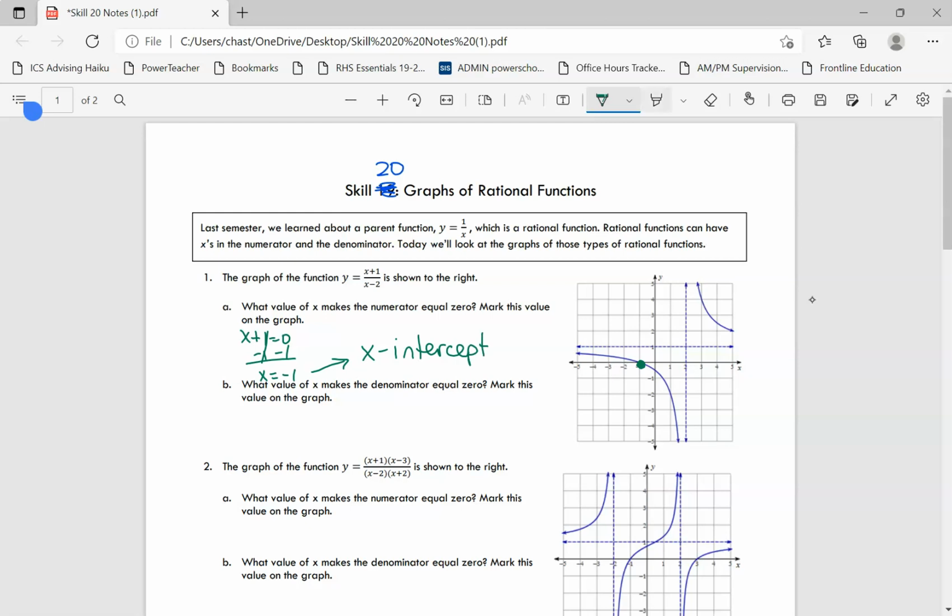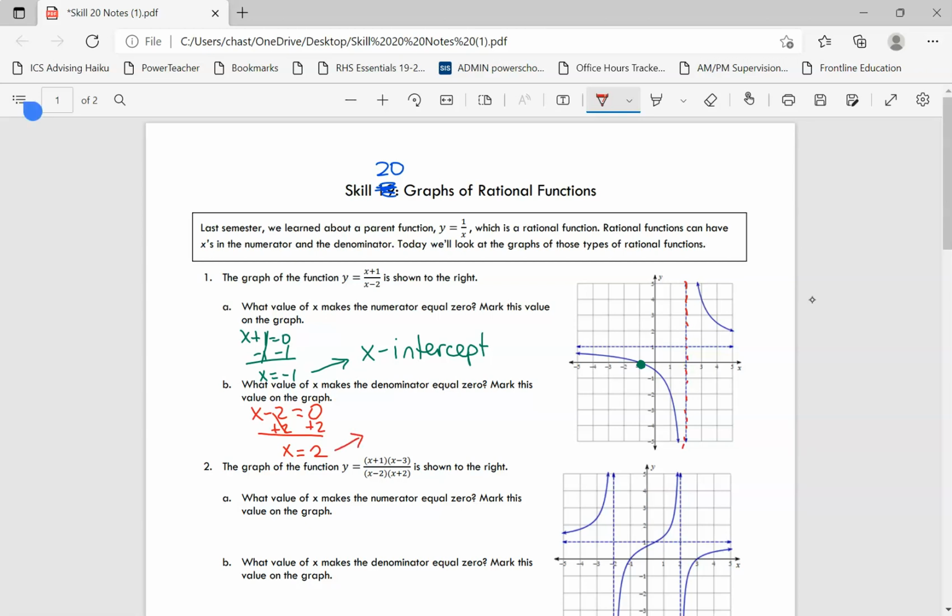Okay. Now I'm going to use red. It says what value of x makes the denominator equal to 0? Well, that would be x minus 2 equals 0. Solving that for x, we get x equals 2. At x equals 2, ooh, interesting. We have a vertical line, but no graph.